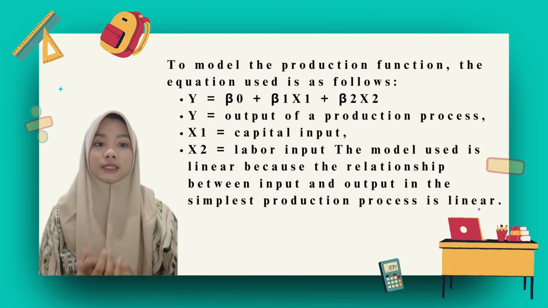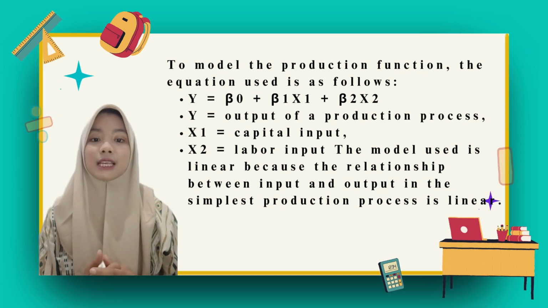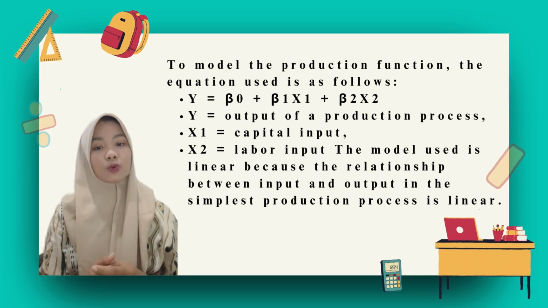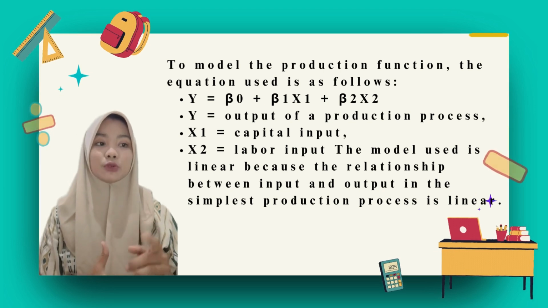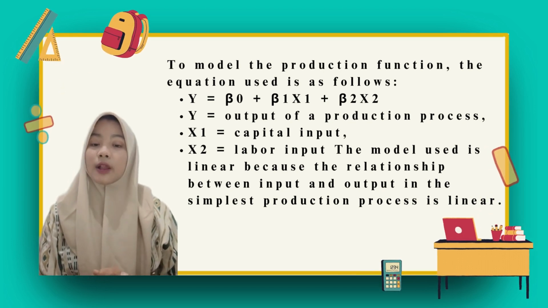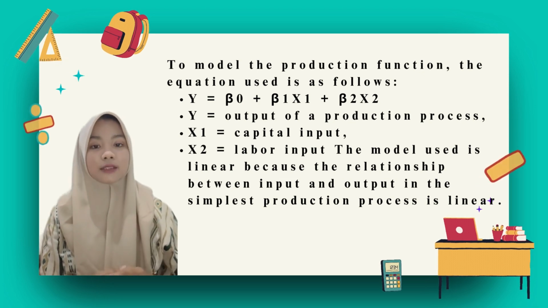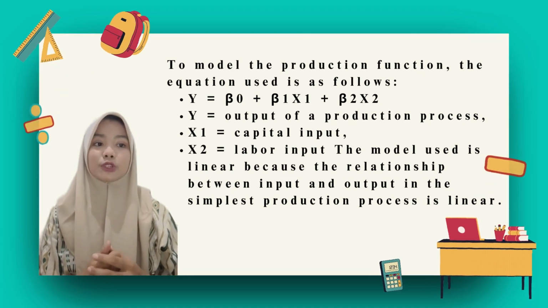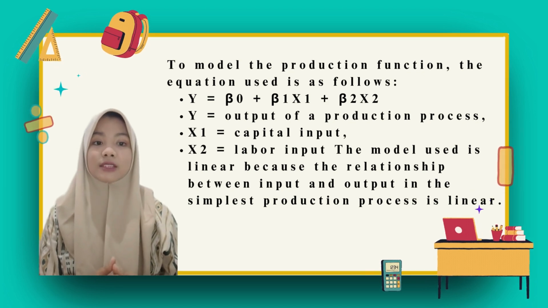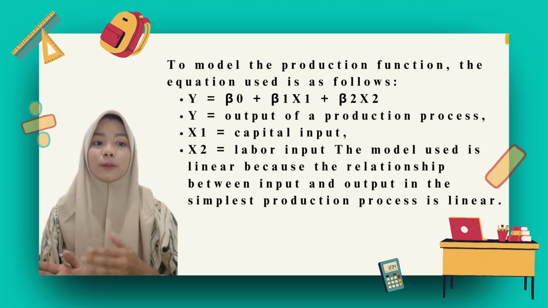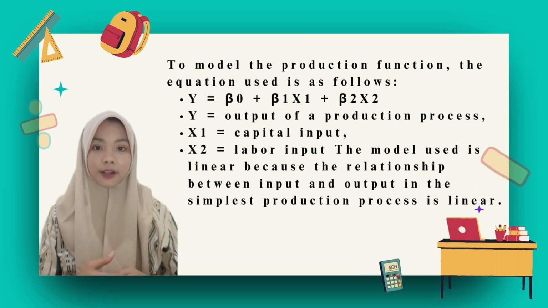B. The model of the production function. The equation used is as follows: Y equals B0 plus B1 x1 plus B2 x2. Y is the output of the production process, x1 is the capital input, x2 is the labor input. The model used is linear because the relationship between input and output in the simplest production process is linear.